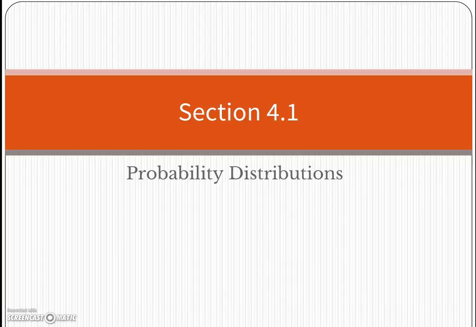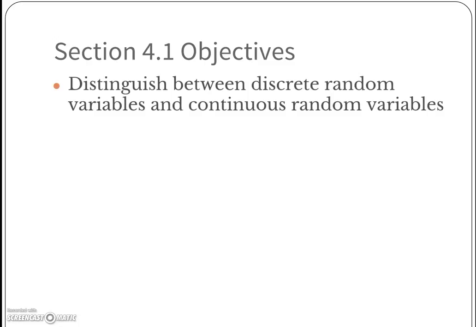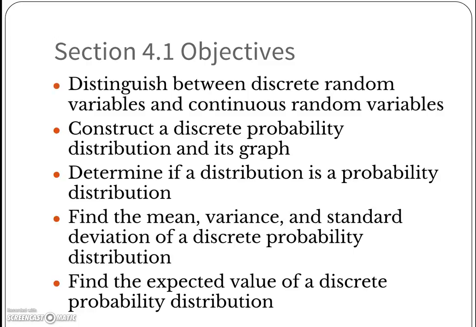Okay, welcome to section 4.1 on probability distribution. So today we're going to distinguish between a discrete random variable and a continuous random variable. We're going to construct a discrete probability distribution and its graph, determine if the distribution is a probability distribution, find the mean, variance, and standard deviation of a discrete probability distribution, and find the expected value of a discrete probability distribution.